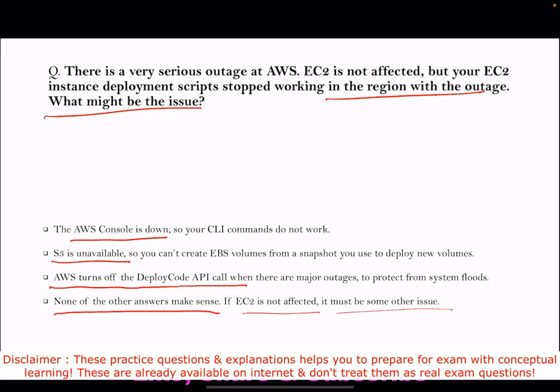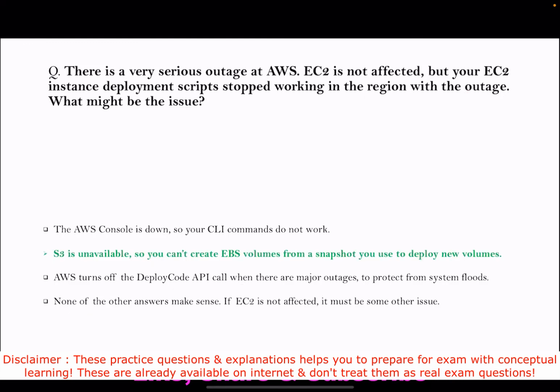See, the EBS snapshots are stored in S3 buckets. Okay, so if we have a script which deploys EC2 instances, the EBS volumes need to be constructed from snapshots stored in S3. So that's why our answer will be that S3 is not available, so we can't create an EBS volume from a snapshot. So our answer will be the second. Let's see the next question.